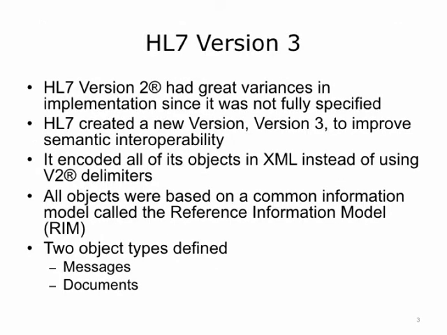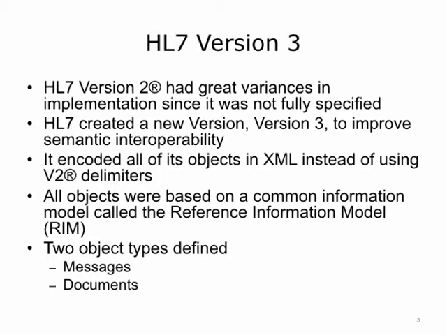HL7 version 3 was developed because of problems with HL7 version 2. HL7 version 2 had great variance in implementation since it was not fully specified. With version 3, HL7 tried to be much more precise to reduce variances between implementations. All V3 messages and documents were derived from a single information model to ensure a base consistency across the standard. This information model is called the Reference Information Model, or RIM.